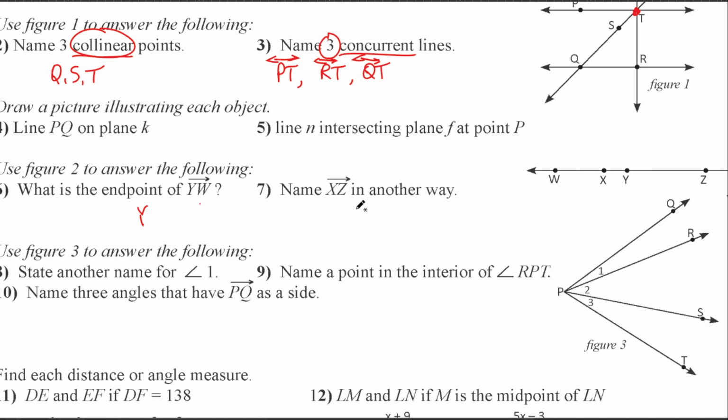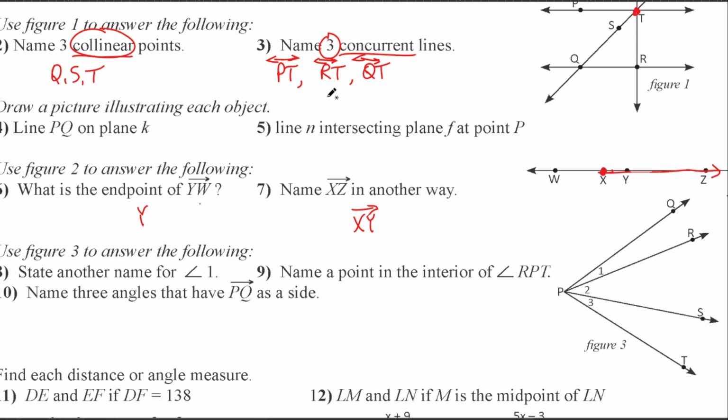Now this one you do need a picture. It says name ray XZ in another way. So where's ray XZ? XZ starts here at X and it goes through Z and it keeps on going. So that's our ray. It says name it in another way. How else could I name ray XZ? Well, it's got to start at X. So what other point do you know? You know Y, so I could call this ray XY. Again, put the little arrow thing over top of it.